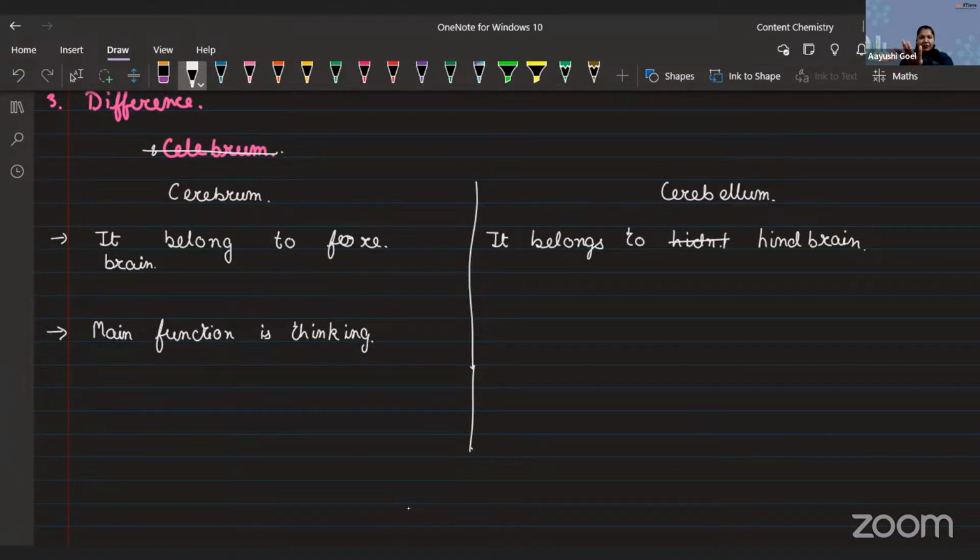And here, don't write it from this portion. Write it here itself, in front of them. Always they should be parallel to each other. They should not be up and down. So here I can write, main function is.